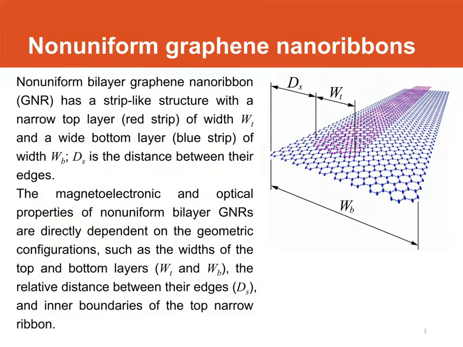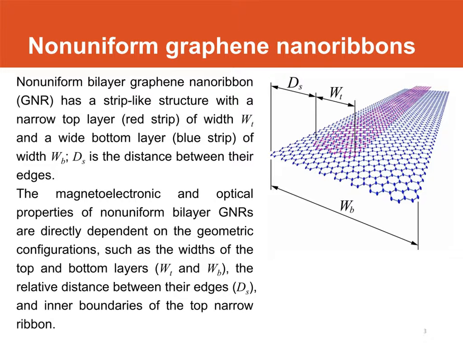The geometric configuration of non-uniform bilayer graphene nanoribbon is a strip-like structure with a narrow top layer and a wide bottom layer. The magnetoelectronic and optical properties are directly dependent on the geometric configurations, such as the widths of the top and bottom layers, the relative distance between their edges, and the inner boundaries of the top nanoribbon.